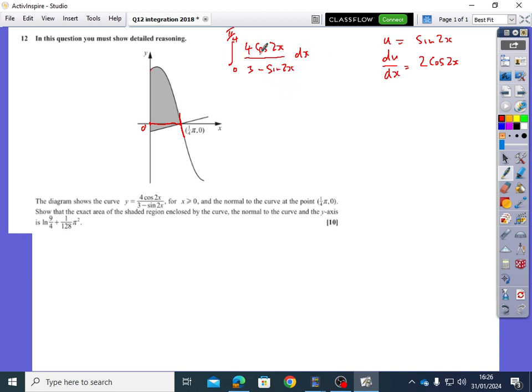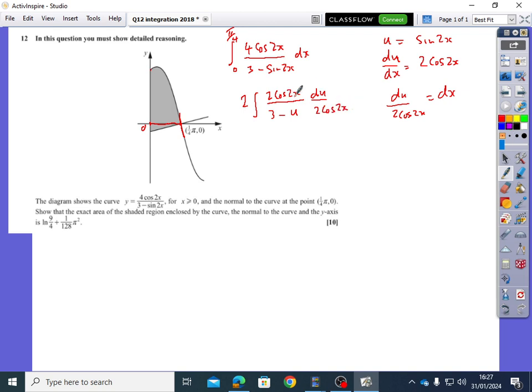Okay, so what I do now is change that for u. I'm going to take a factor of 2 out, so instead of 4 I'm going to put 2 outside and I'm going to put 2 cos 2x, just because you can see that a bit better, and that's going to be 3 minus sine 2x, which I've called u. Now since I've done that, I'll have to change the dx to du, so du over 2 cos 2x will equal dx. So I'll replace this dx with du over 2 cos 2x.